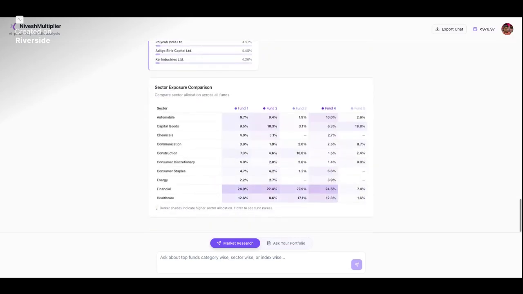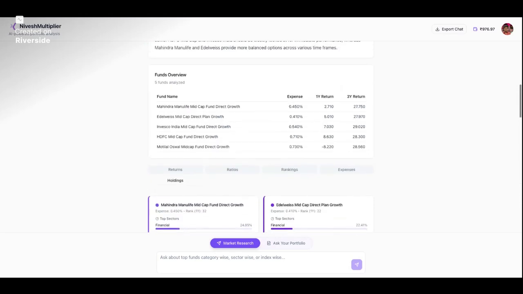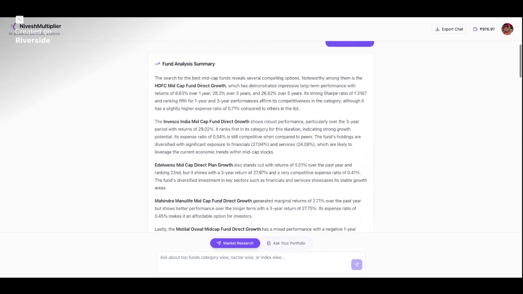And then I could see there is a sector wise heat map as well, where you could see which fund is putting money into which sector. Sector wise exposure looks the same across all these funds. Now, having read all this data in a structured format, I'll read the AI generated summary.